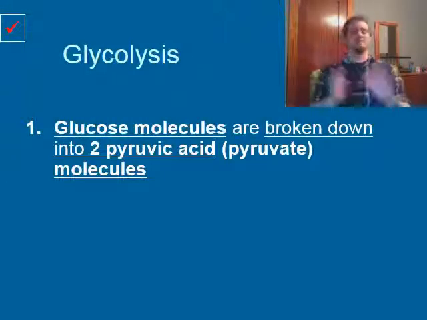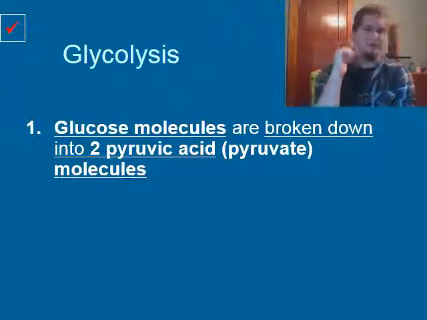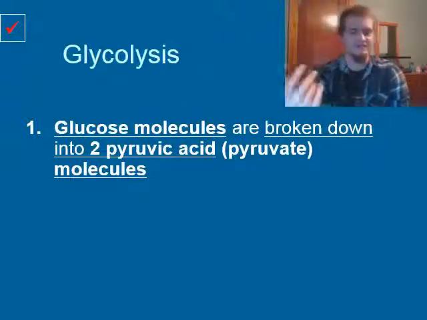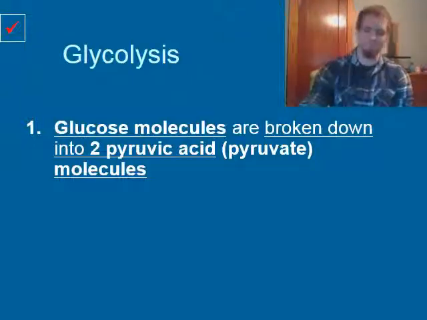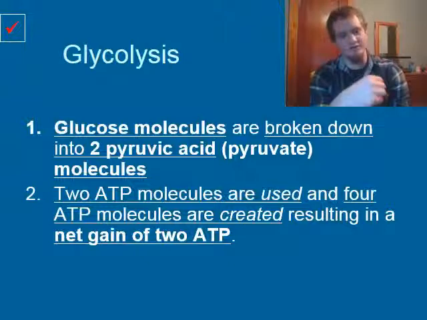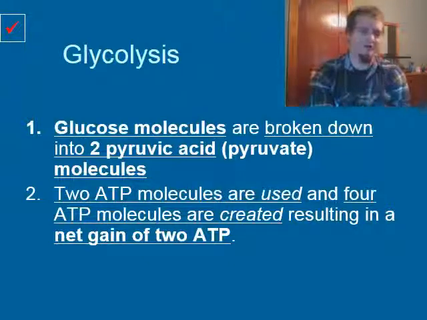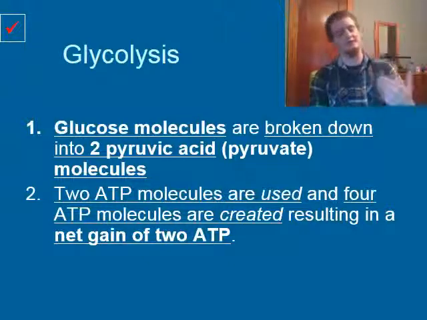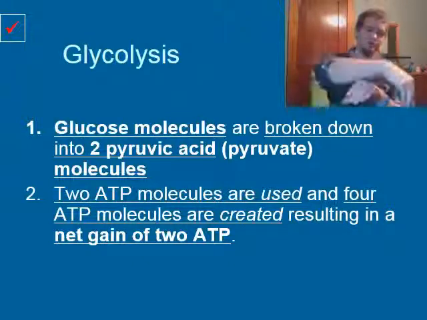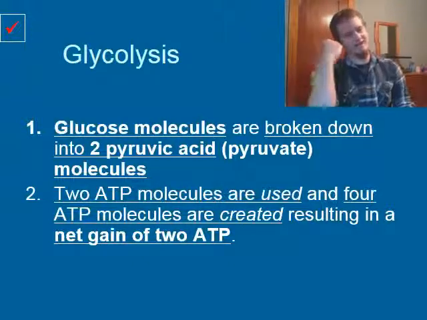So glycolysis, the steps for this. Step number 1. The glucose molecules are broken down into 2 molecules of pyruvic acid, also known as pyruvate. Now, to do this, 2 ATP molecules are used, and 4 ATP molecules are created, resulting in a net gain of 2 ATP. So you put 2 in, you get 4 out, you have a net gain of 2.